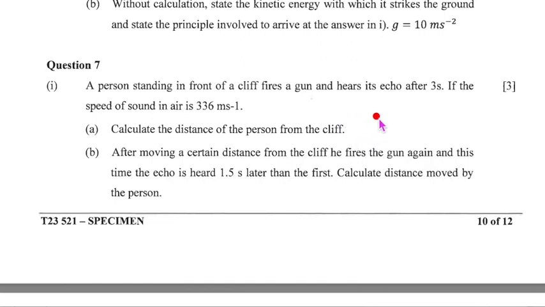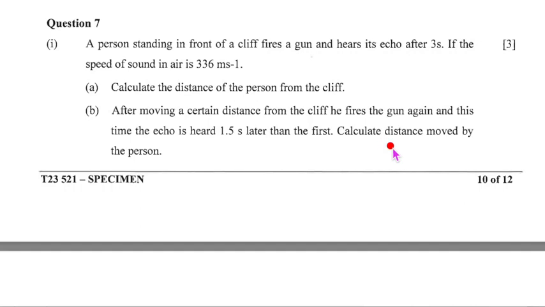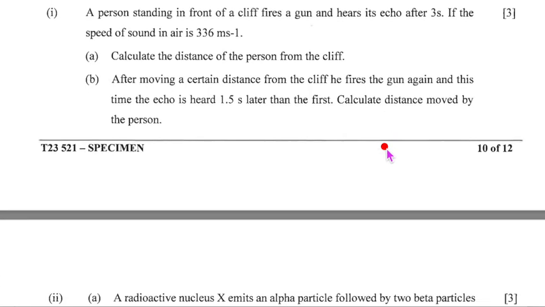This is with V equal to 2D upon T. You can use this formula. Now he moves a certain distance from the cliff and fires the gun again, and this time the echo is heard 1.5 seconds later. That means the person has moved away. So 3 seconds plus 1.5 seconds, so 4.5 seconds. You can again use the same formula, calculate the distance.